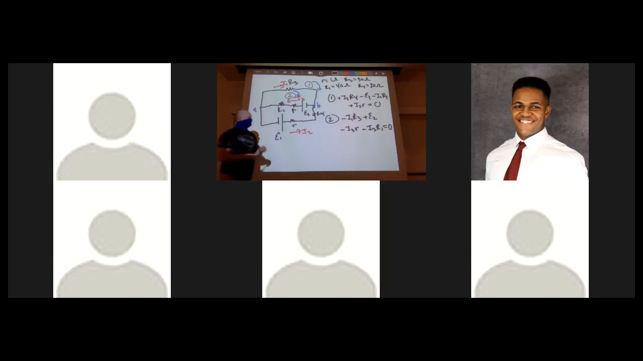So good, those are our 2 loops. Now we have to apply our junction rule. Dylan, what's your favorite junction, A or B? B, good. So junction B says that what? We have currents I1 and I2 coming in and I3 leaving. So this says that I1 plus I2 is equal to I3.